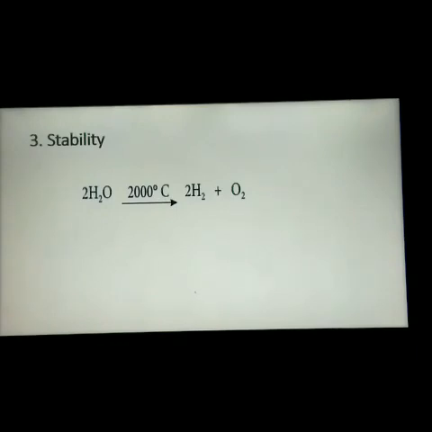And then stability. Water is a very stable compound. It does not decompose into elements when heated to ordinary temperature. However, if it is heated to 2000 degrees Celsius, 0.02% of water decomposes to form hydrogen and oxygen gas.